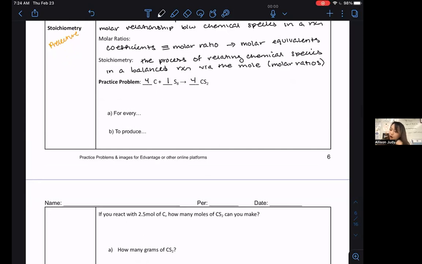But here's why we care about this. Let's put it now into a word problem. What am I actually saying? Well, I could say this as, for every 4 atoms of carbon, I need 1 particle of S8 to produce 4 particles or molecules, however you prefer to say it, of CS2. And that's actually kind of what it's telling us. For every 4 and 1 of this, I get 4 of that.